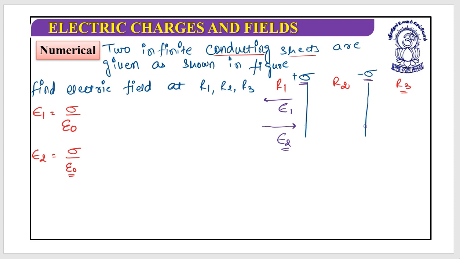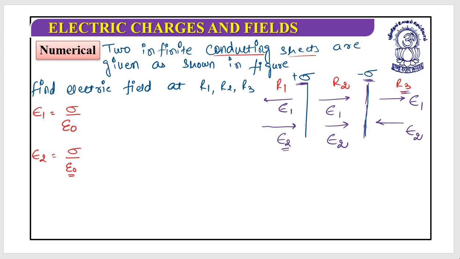Yes. Now what about region 2? This is plus sigma, so electric field lines move away from the body. This is E1. And for minus sigma, it should move inside the body, so inside the body will look like this. This is E2. Are you sure? Yes. Now in region R3, due to plus sigma, electric field lines will move outward. This is E1. For minus sigma, the electric field lines should be moving inwards to the plate. This is E2.